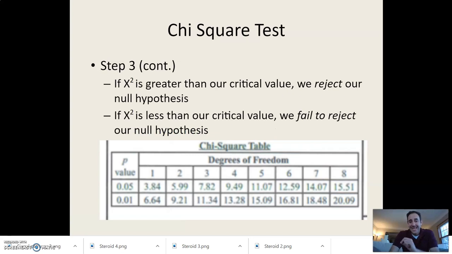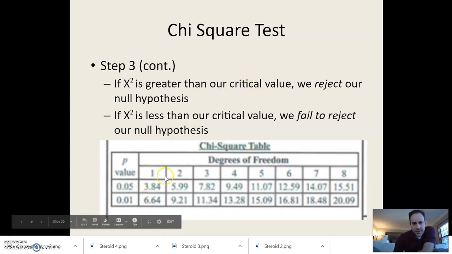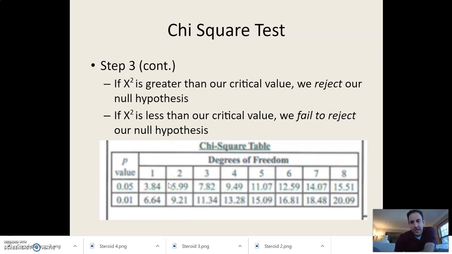Here's the rule. If chi-square is greater than our critical value, we reject our null hypothesis. If it's less than our critical value, we fail to reject our null hypothesis. In other words, if chi-square is bigger than this, it's a big deal. Something significant is going on. If it's less than this, it's not a big deal. There's nothing significant going on, so we fail to reject. And if we fail to reject the null hypothesis, it means the null hypothesis is probably accurate, which means there's really no difference going on.